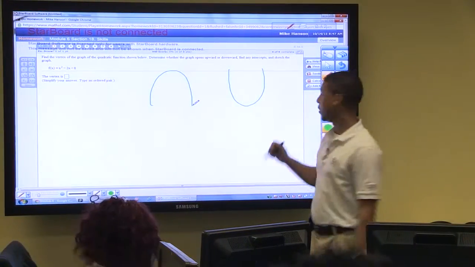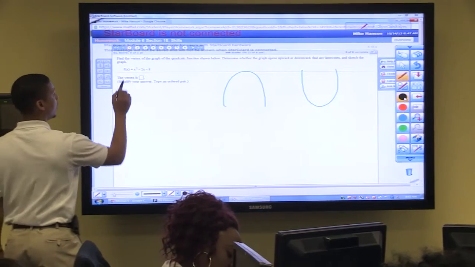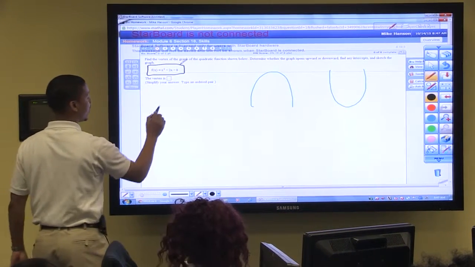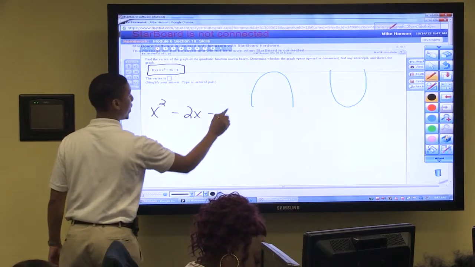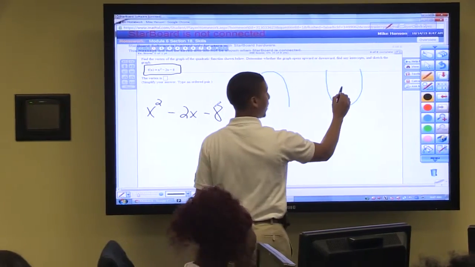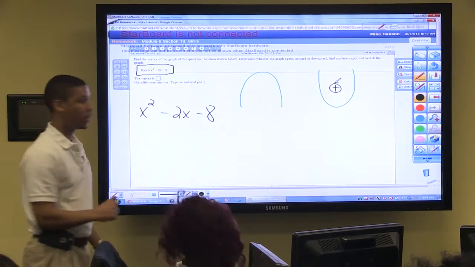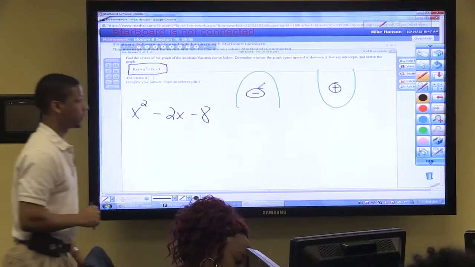Positive and negative. So what you do is look at the equation here, and we notice the first term in this equation is what? It's positive. This will represent a positive direction, and this will represent a what? A negative.